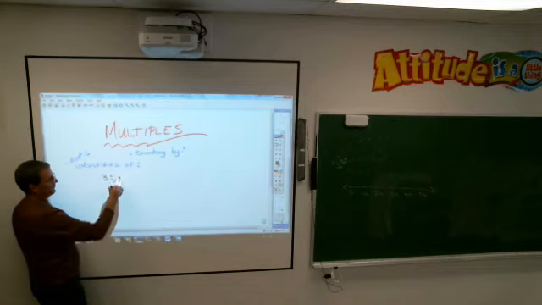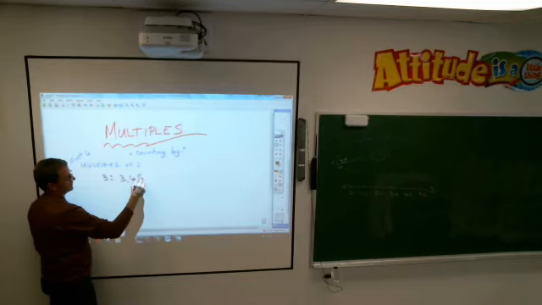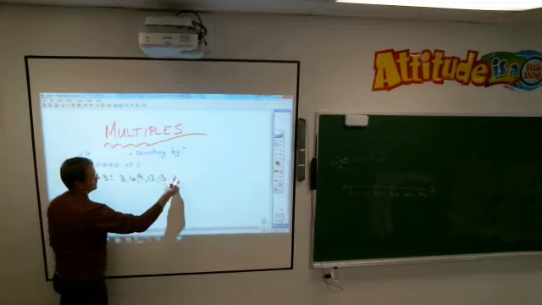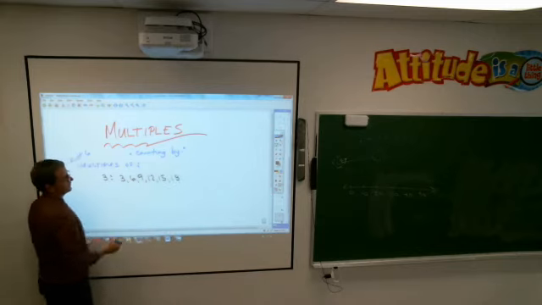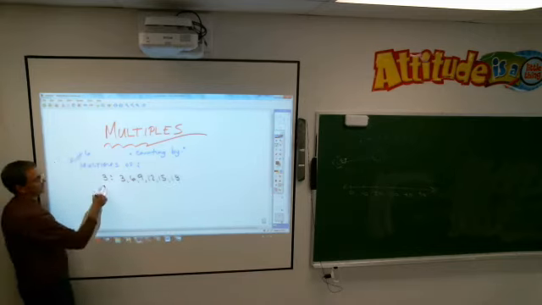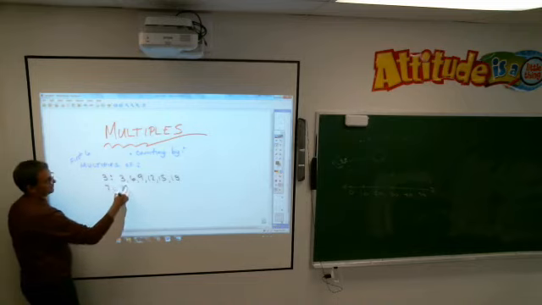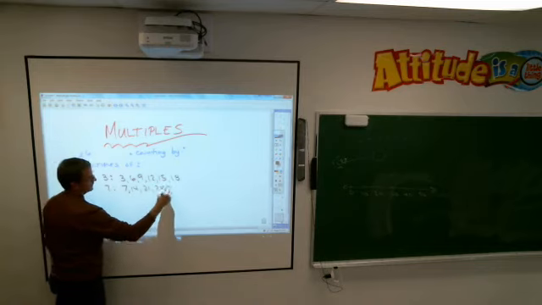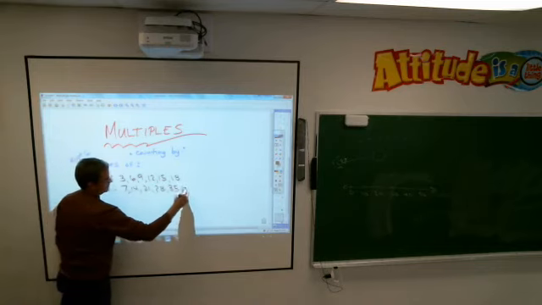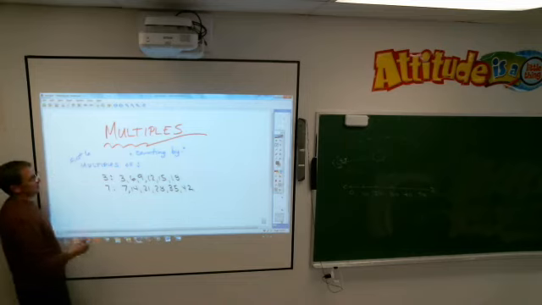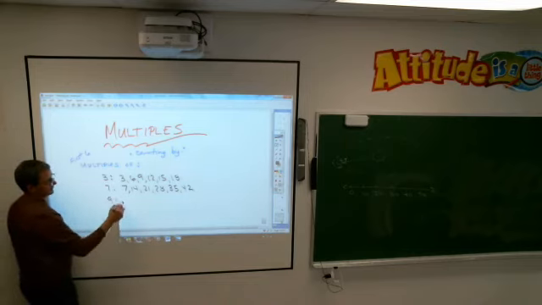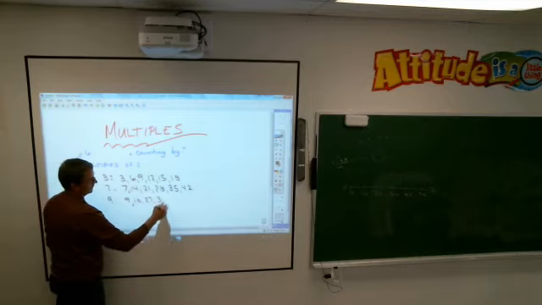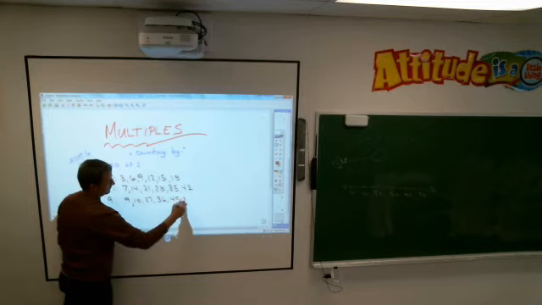The first 6 multiples of 3 would be just counting by 3: 3, 6, 9, 12, 15, 18. That's the first 6 multiples of 3. The first 6 multiples of 7: you're counting by 7, you go 7, 14, 21, 28, 35, 42. The first 6 multiples of 9 would be 9, 18, 27, 36, 45, 54.